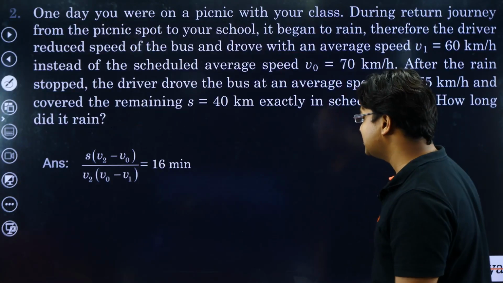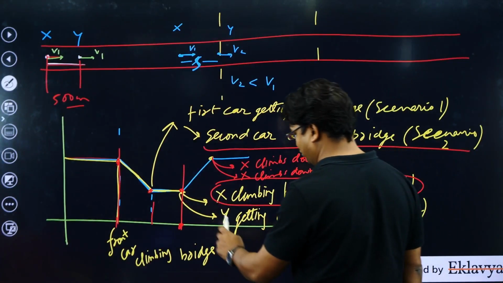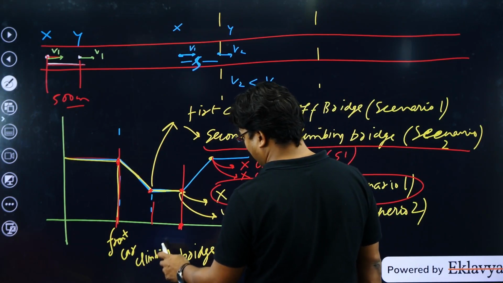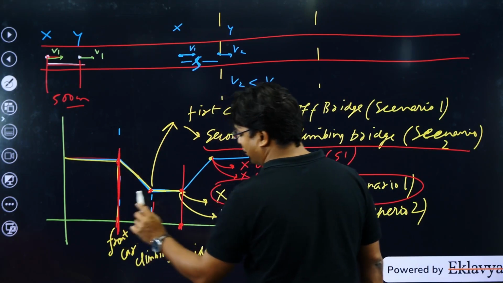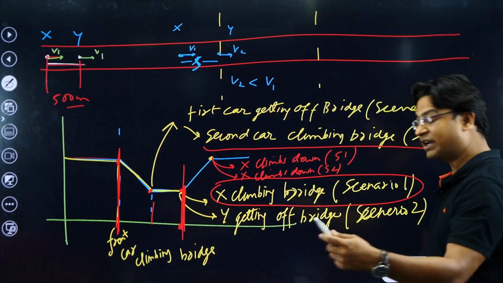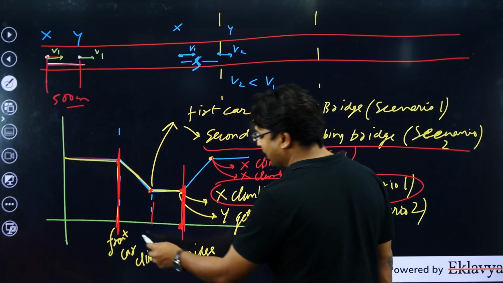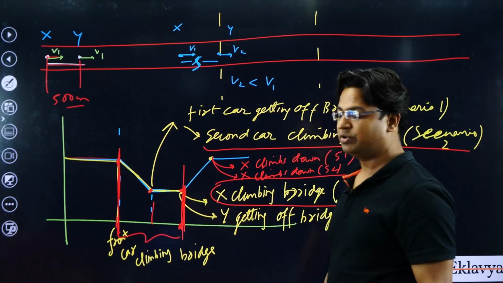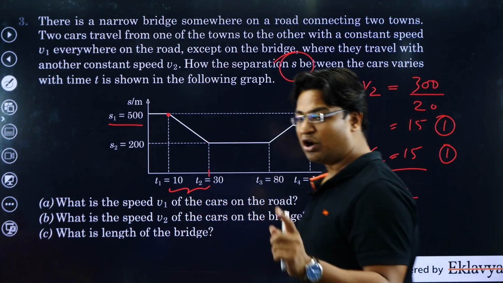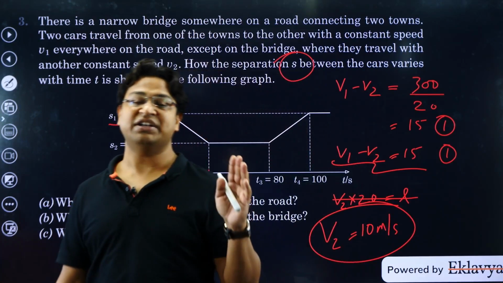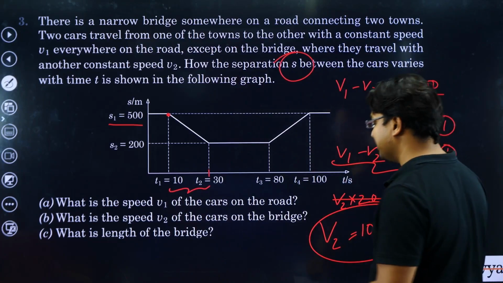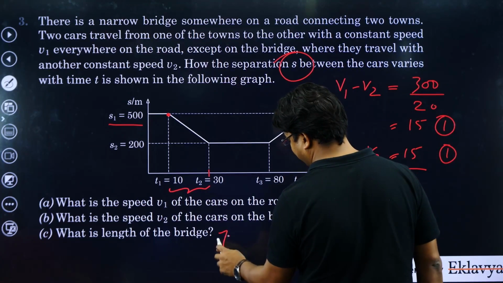In scenario 2, we have discovered that scenario 2 is applicable. This is when the first car gets on the bridge, and this is when the first car gets off the bridge. So the first car stayed on the bridge in this duration. How much is that duration? That's 70 seconds. So the first car stays on the bridge for 70 seconds and it is traveling there with a speed of 10 meter per second. So the length of the bridge must be 10 into 70, that is 700 meter.